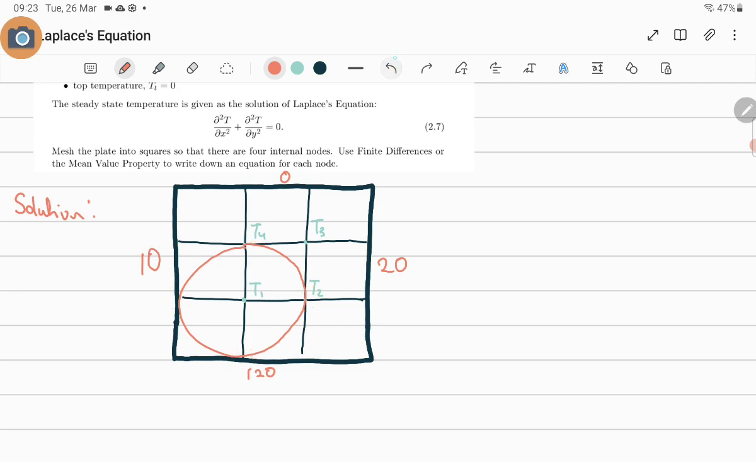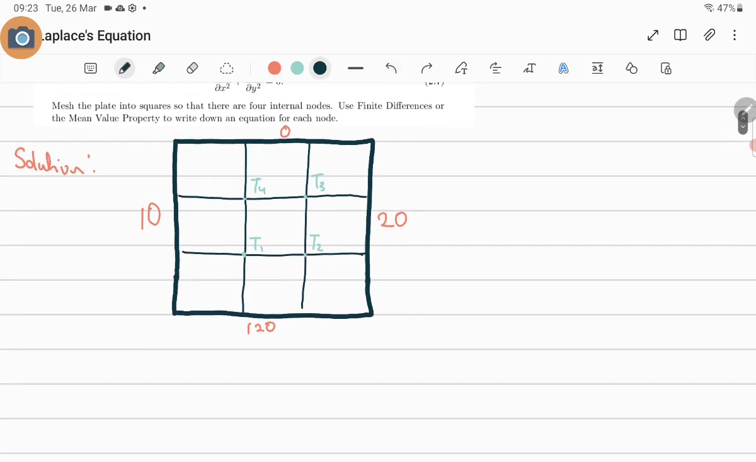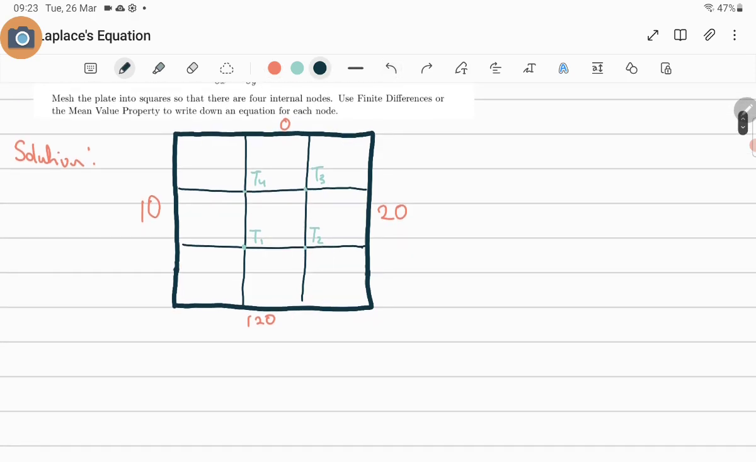So let's see how that goes. So there's just going to be 4 little equations here, very, very easy. Anyone who's done lab 7 will see this. So temperature 1. So what are the 4 adjacent? So above you've got temperature 4. To the right you've got temperature 2. To the bottom you have 120.